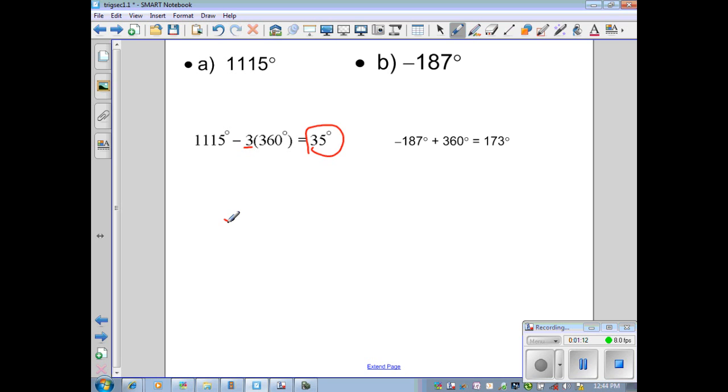The next one, even though this is a negative angle, we still want to end up with a coterminal angle that is between 0 and 360, but also positive. So what they did here was add a revolution. When they added a revolution, that gave them a coterminal angle to negative 187 of 173 degrees.